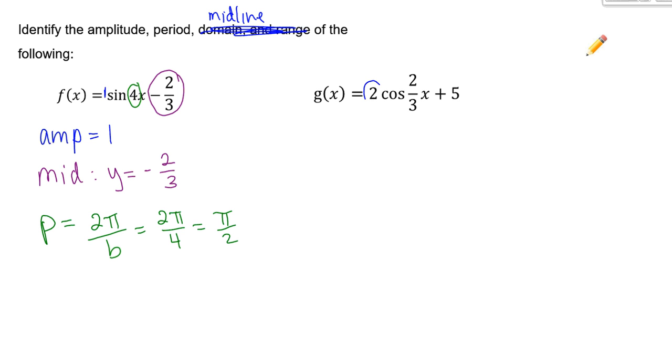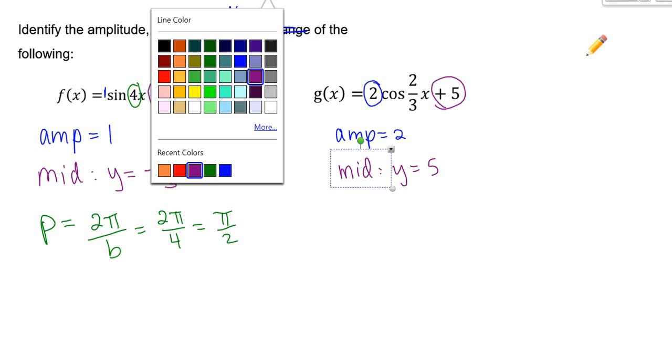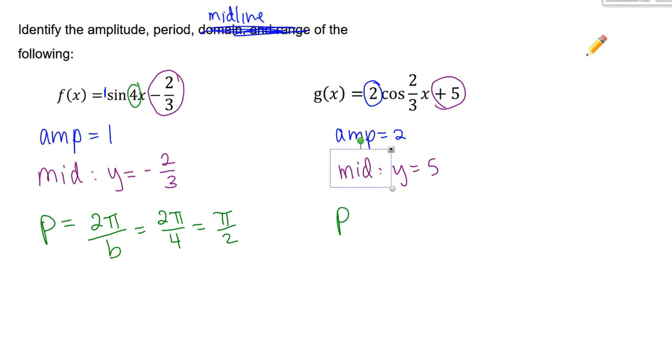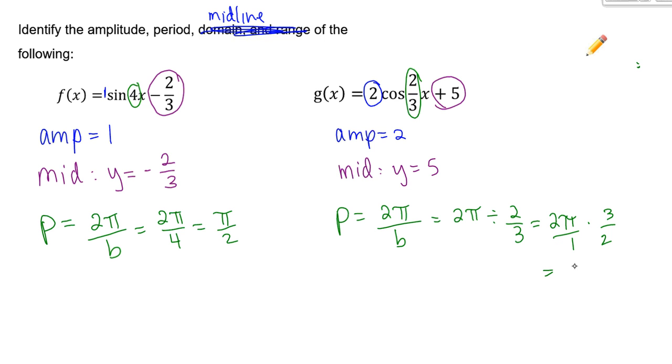Next one, again, amplitude is this number that's out in front. So my amplitude is going to equal 2. Midline is also very easy, so we're going to look at this one. Midline is going to be at y equals 5. And then our period, again, period equals 2 pi divided by b, but my b is 2/3. We're going to do 2 pi and then horizontally divided by 2 over 3. Keep the first one, change to multiplication, flip the second one. That's 6 pi over 2, or 3 pi.